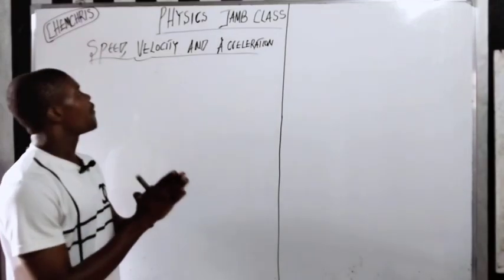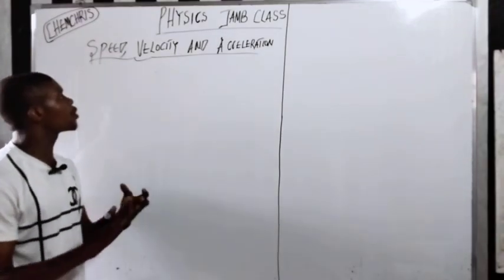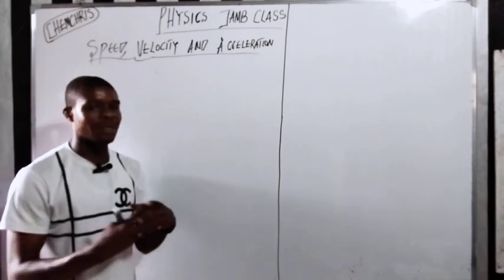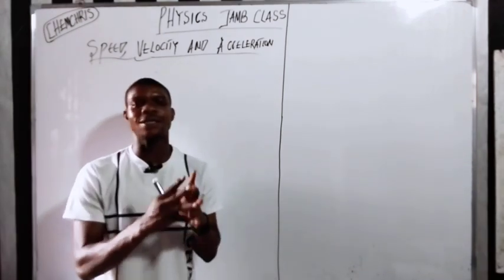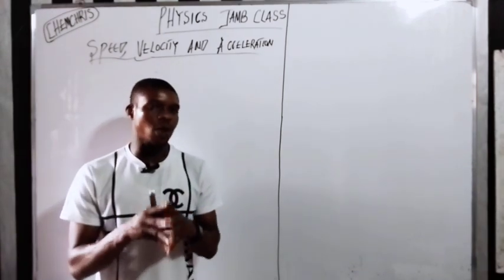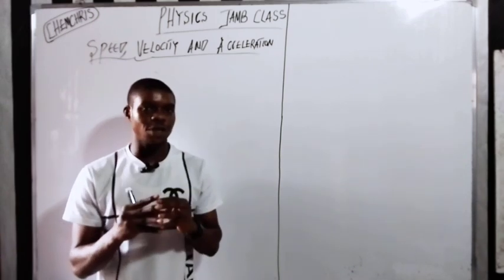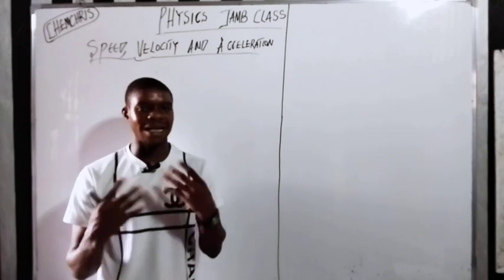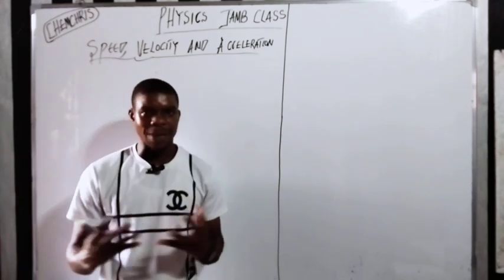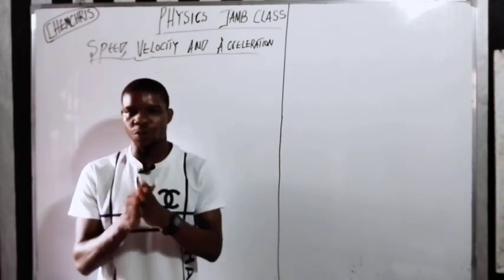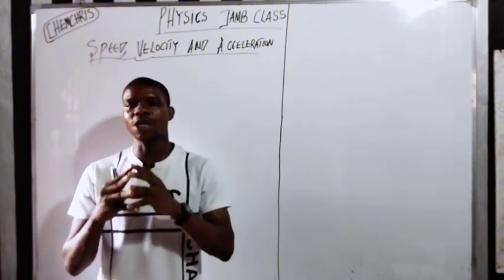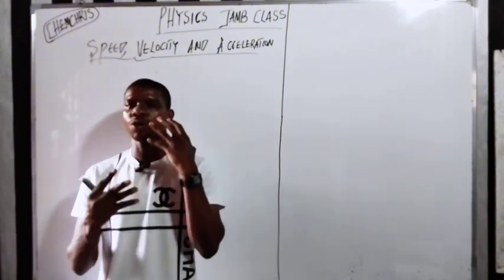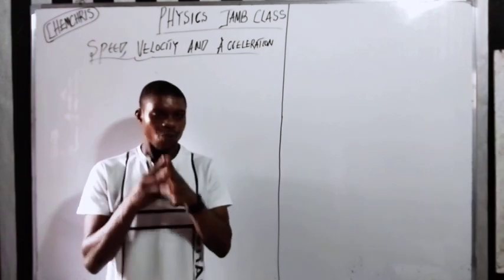Let's look at physics JAMB class, and our point of focus is going to be speed, velocity, and acceleration. If you are going to write the upcoming JAMB, then you have to pay close attention to this video, because in this video I want to explain everything about speed, velocity, and acceleration, and various types of calculation and the patterns you see in exam questions. So make sure you prepare your notebook and your calculator. You have to follow through this class we are doing now.